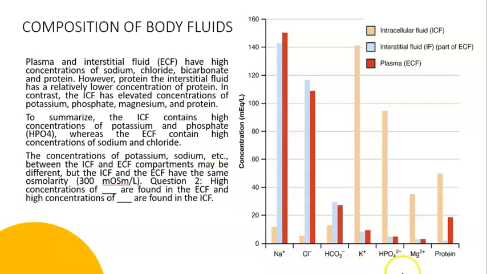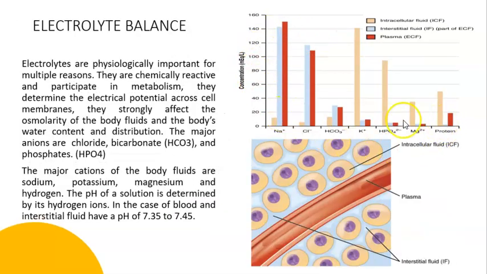And we can see right here in this table. The intracellular fluid, main components are going to be potassium, you can see with the brown column, and phosphate. And in red, plasma, it's going to be sodium and chloride. So to summarize, the intracellular fluid contains high concentrations of potassium and phosphate, and the extracellular fluid contains high concentrations of sodium and chloride, as you can see by the red bar. So if we look at the table again, we can see that sodium, potassium, chloride, they're going to be found in the form of electrolytes in our body.